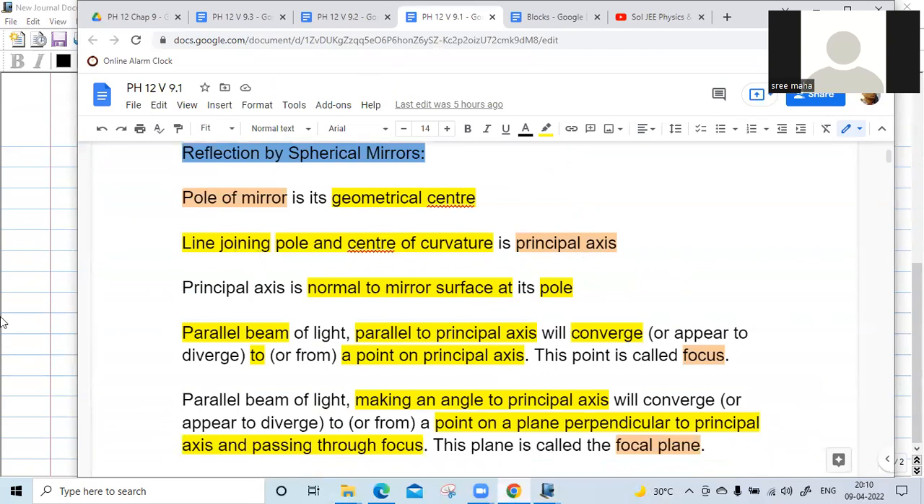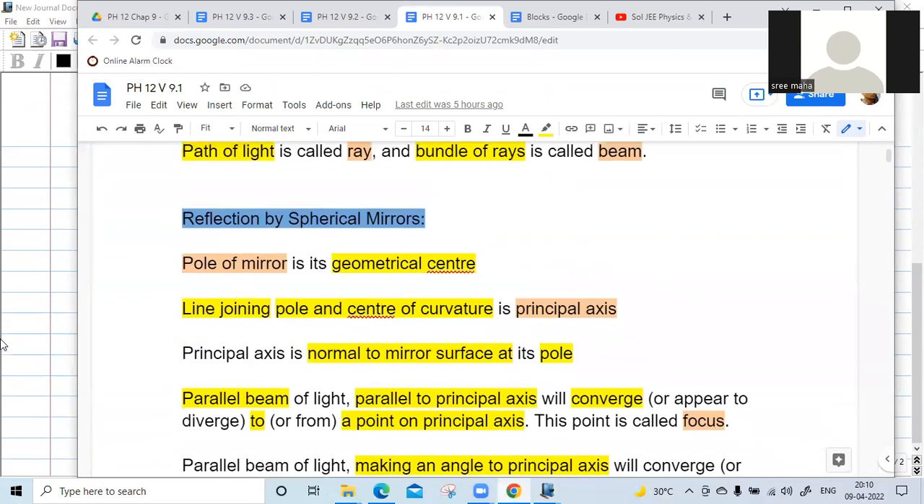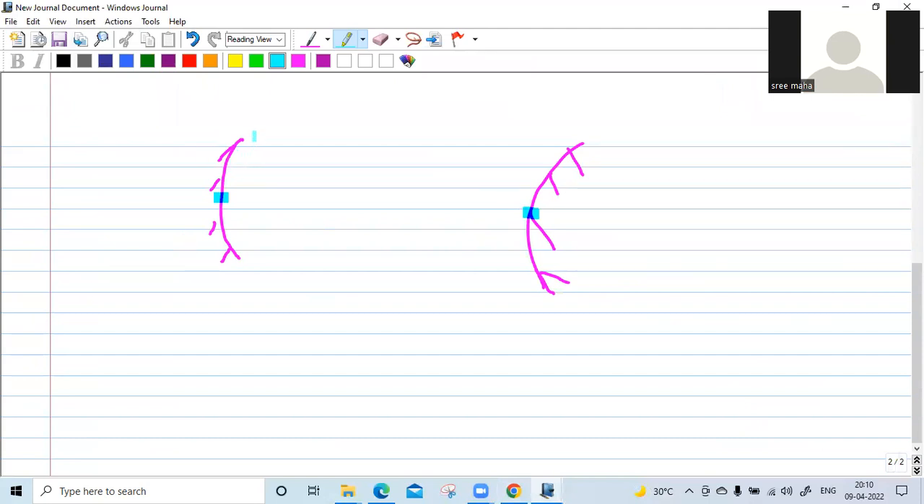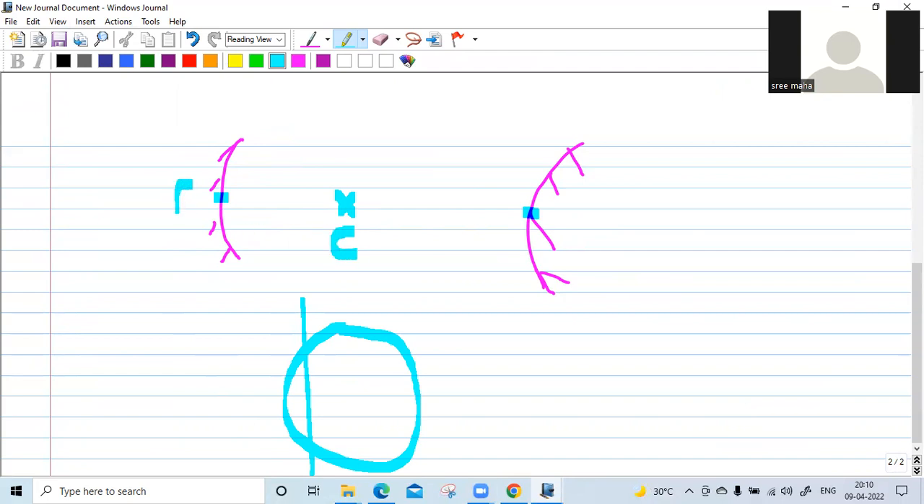And line orientation. Since it's a spherical mirror, the way of getting spherical mirrors is you take a spherical shell and then you cut it. Since this is a part of a spherical shell, you'll have a center somewhere here. This is the center point, and the pole of the mirror is P. The radius of curvature of the mirror is this distance.